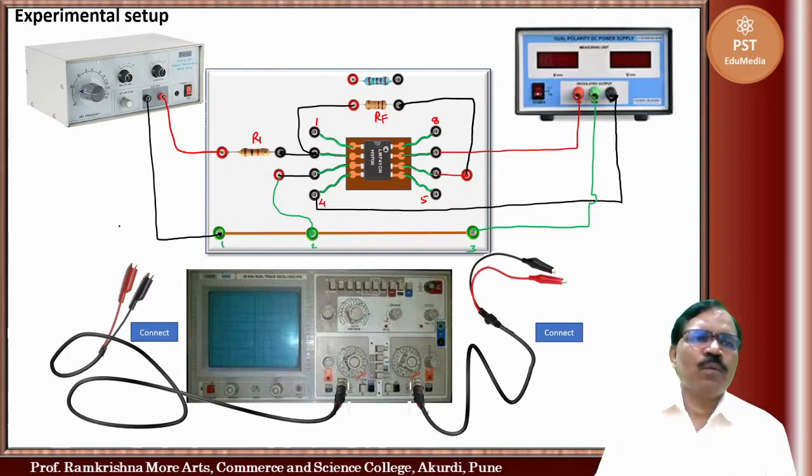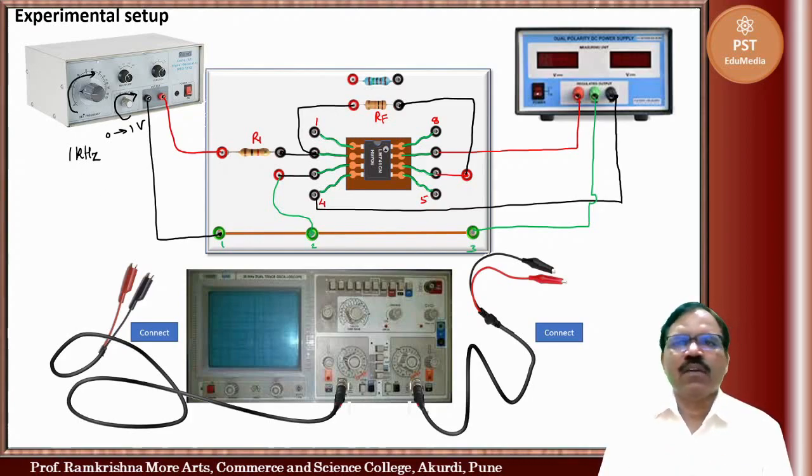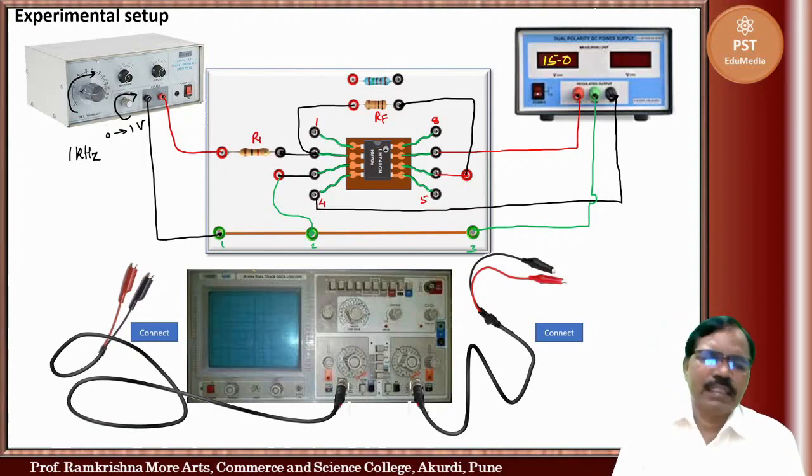Now we will switch this on and set the frequency to 1 kilohertz. Using this knob we can vary the input voltage. So take a certain input voltage, and we have to take input voltage between 0 to 1 volt. Using this we can set the frequency, but we will take 1 kilohertz here. And here we set the battery to 15 volt. So 15, 0, minus 15, because it is a dual power supply.